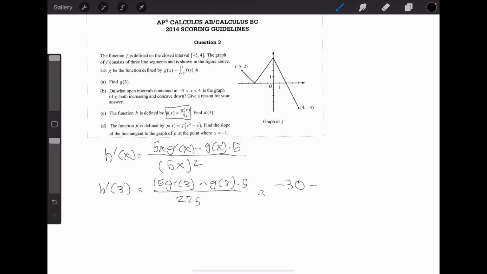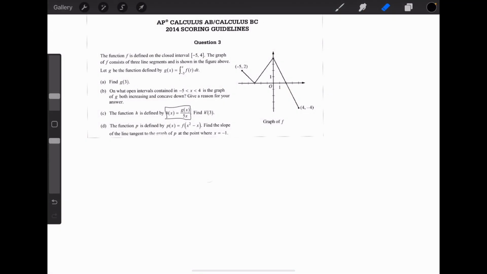So what's g of 3? Well, g of 3 we figured out in the first problem, which is 9. So minus 9 times 5 is 45. So now we have the arithmetic. So we can simplify this to -75 over 225, which is equal to -1/3. And that is your answer.